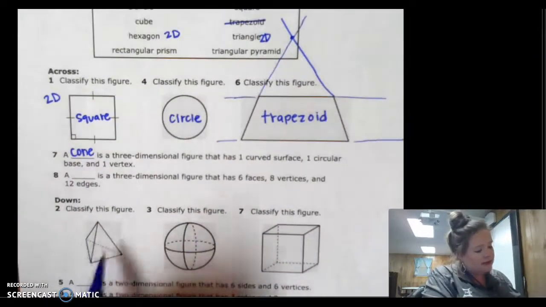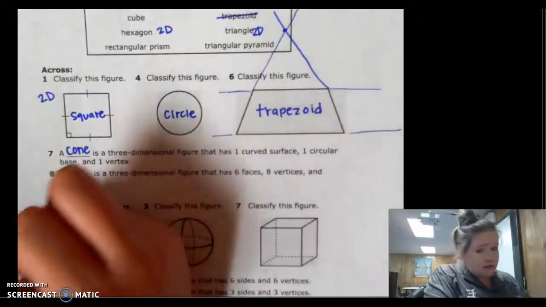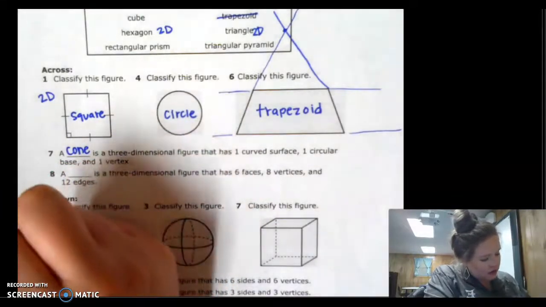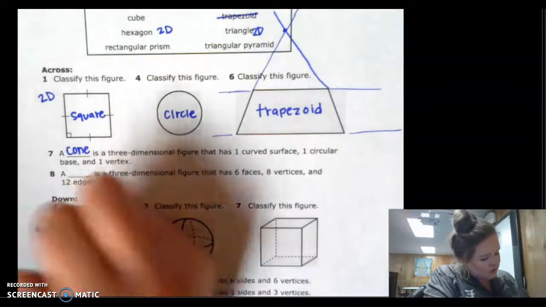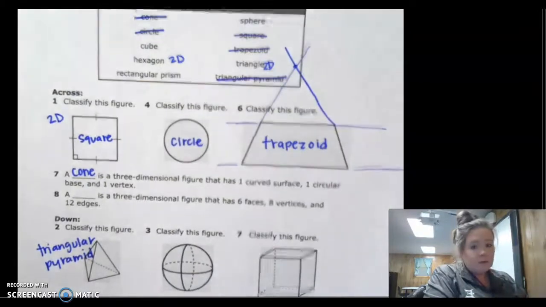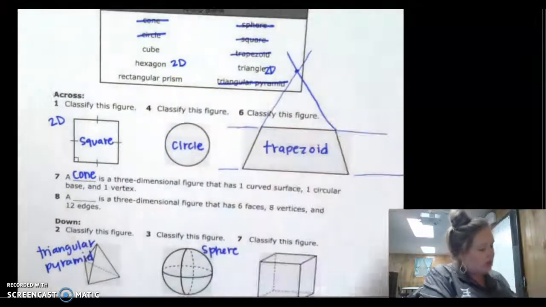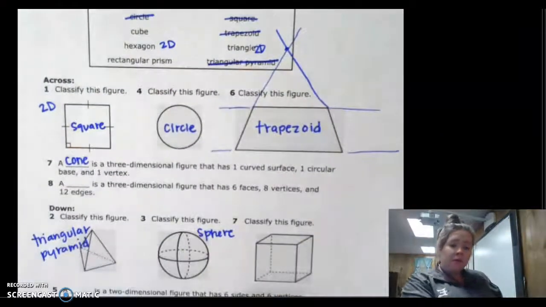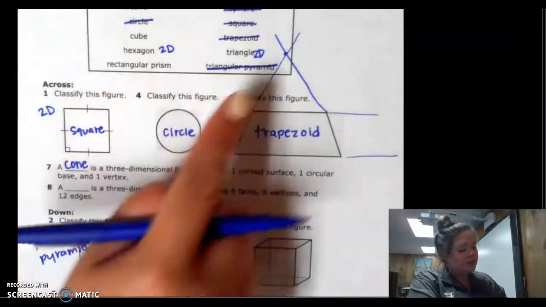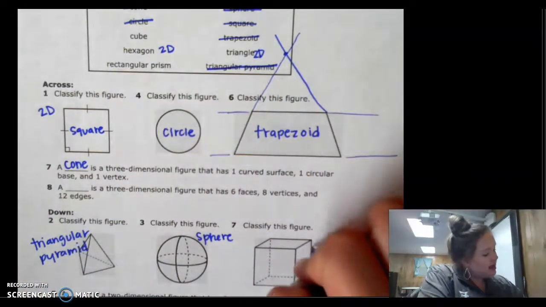Classify this figure. What is this one? Awesome job. A triangular pyramid. What is this figure? Good, y'all all knew that one. That's a sphere. Okay, what's this one? Is that a cube, a hexagon, rectangular prism, or a triangle? Good, that is a cube.